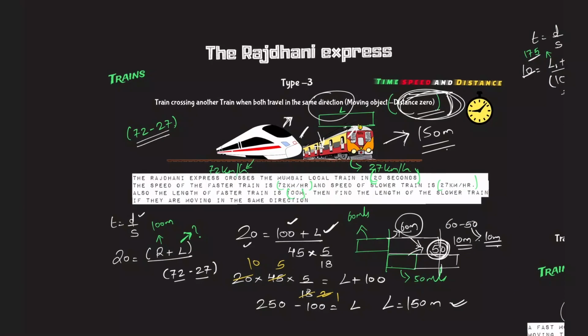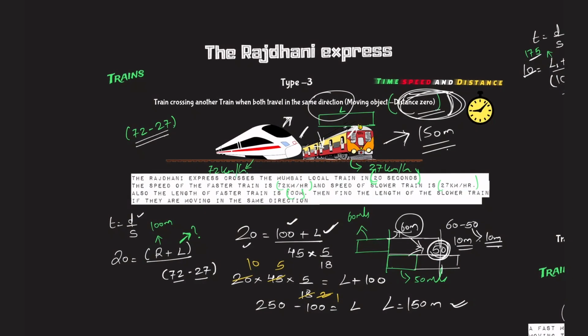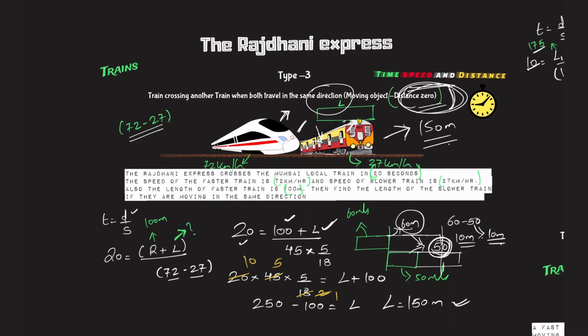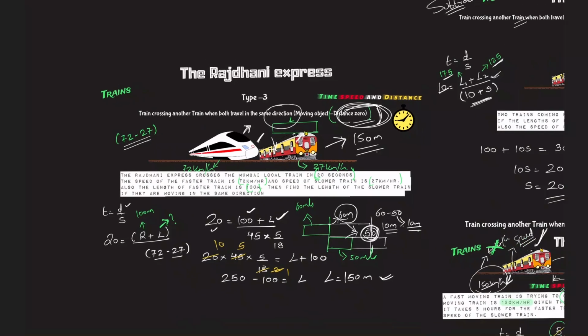Train crossing another train, type 3, Rajdhani Express we saw. So distance is nothing but length of two trains, but speed will be subtracted because one train is going ahead of another train, so it kills the speed of another train. That's why we subtract the speed when trains are traveling in the same direction, and the distance is 0 here.